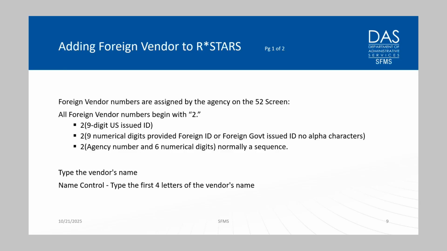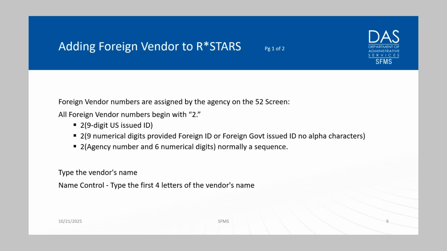Then the third and last option to put a number is the 2, then the 3 numbers of your agency, and then 6 numbers, and then you want to use a normal sequence like 00001, 00002, something like that. Whatever's available, you can look on the screen, on the 52 screen, and it should help you. So that's how we ask you to create those vendor numbers.